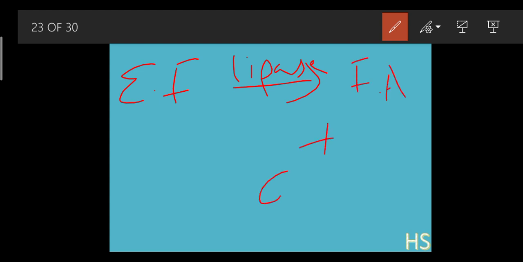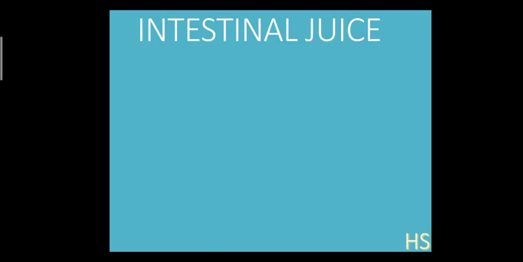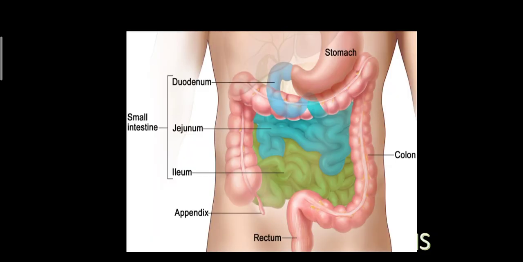Then there are some of the fats, that is the emulsified fats. Who works on the fats? We have studied, that is the lipase. So it will help you to convert into fatty acids plus glycerol. So this was the overall reaction which happens in the bile and in the pancreatic juices.